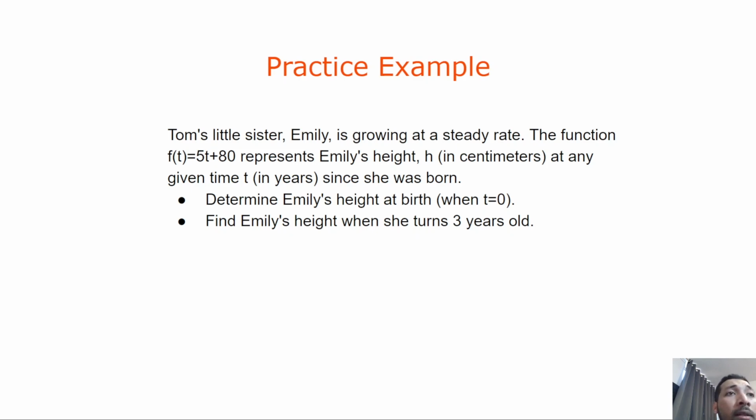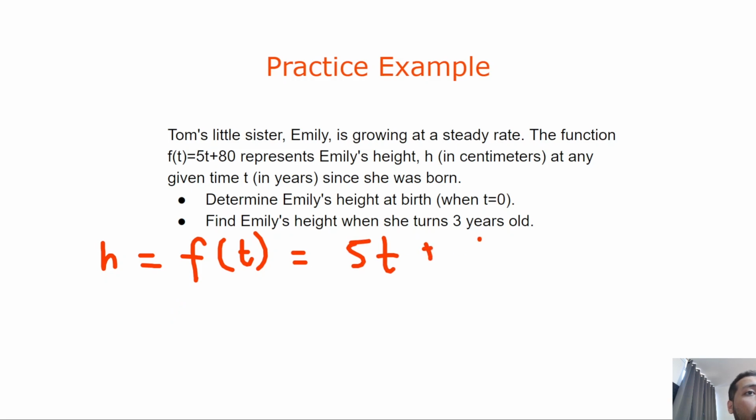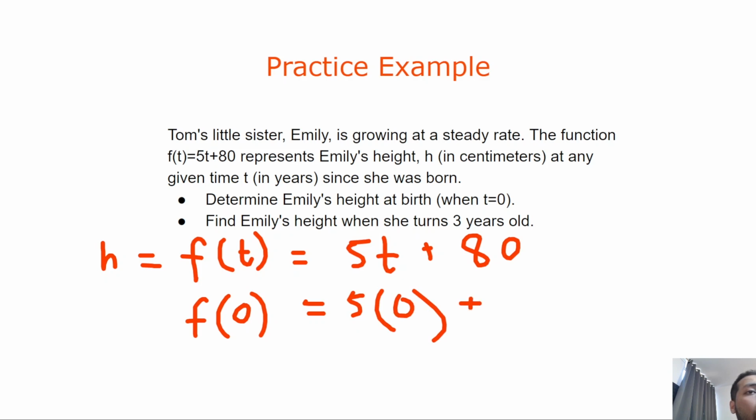So let's look at the first problem over here. We know our function is basically over here. This is h, which is the main output variable or the dependent variable. So h is equal to f of t. And this t is our input. So you can write down this function 5t plus 80. At the time of the birth, the t is basically 0 since that's the starting point. So we replace t with 0. Once we plug t with 0, we just replace this t with 0 as well. So 5 times 0 plus 80, which simplifies to 0 plus 80, which is 80. So in this case, our output is 80.